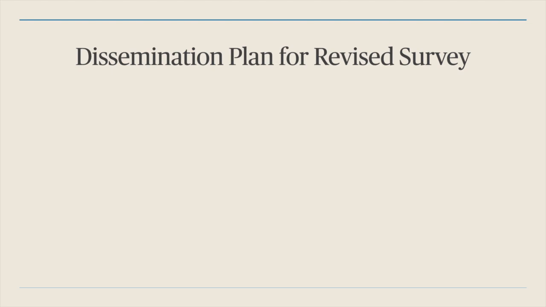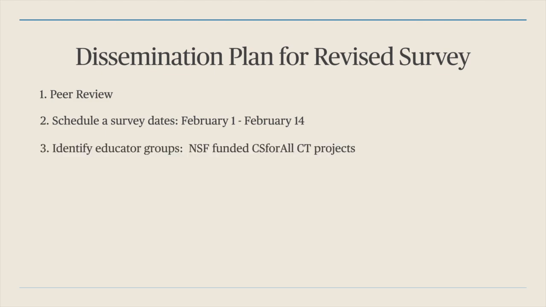I plan to disseminate the survey in an intentional way so that I can get as many participants as possible and have a higher chance of getting significant results. So here's what I plan to do. First, I need a couple peers to review the second version of this survey. I like to schedule survey dates for when the survey is going to be open. And so before February 1st, I need to identify some educator groups, preferably those who are getting some sort of CT professional development. And I know there are other CS for All NSF-funded projects throughout the nation.